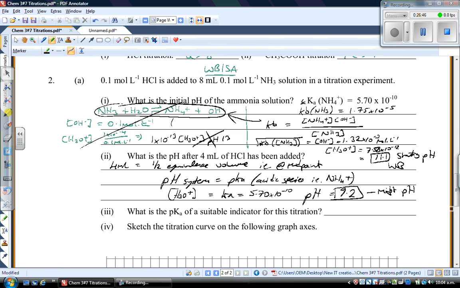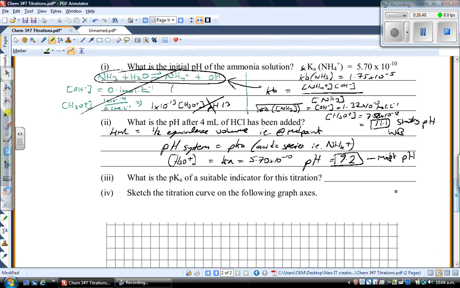What is the pKa of a suitable indicator for this titration? Well, the indicator needs to be plus or minus 1 pH unit, so you could go from 8 to 10. Any pKa which is from 8 to 10 should be suitable. And then sketch the curve on the graph. So this is a weak base strong acid titration. So here we go. I just made a mistake there as well with the pKa for the suitable indicator. So I need to address that issue.